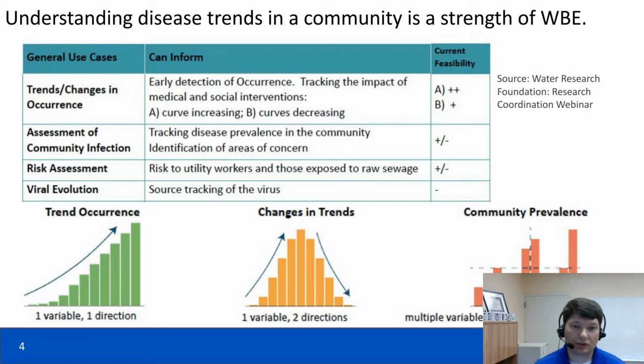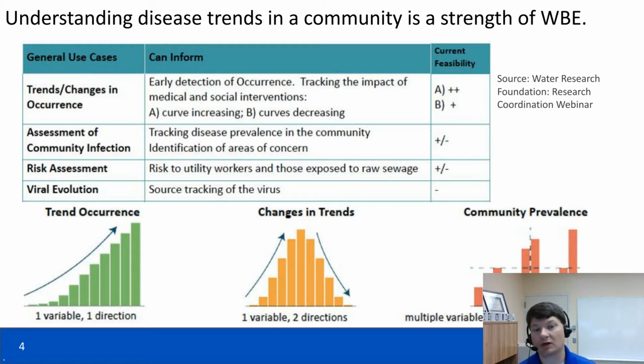And then viral evolution, so source tracking of the virus. This is, again, very difficult. There is some work on cryptic lineages. So this idea of we're observing these SARS-CoV-2 variants in wastewater that don't necessarily have an equivalent in the clinical community. And so it's this idea of where are these variants coming from.